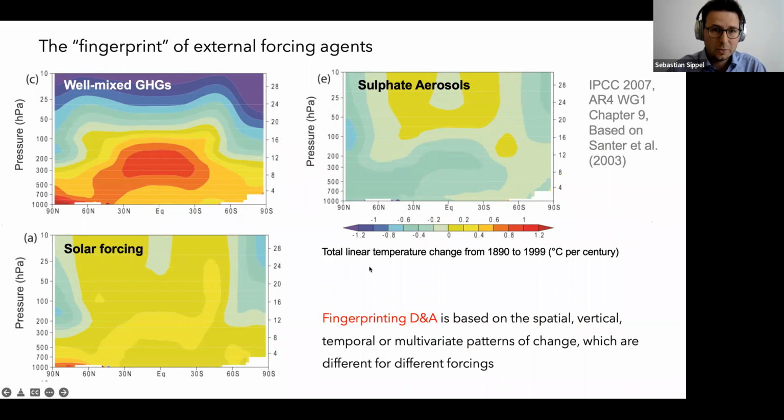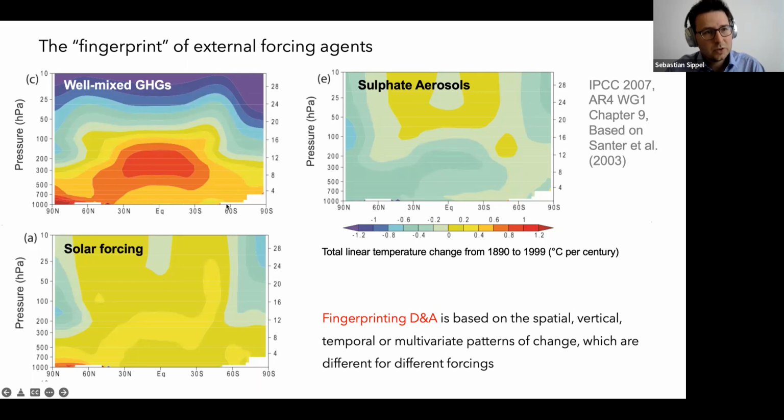These fingerprints are both based on climate model simulations. Again, this is temperature change. They show the estimated linear temperature change from 1890 to 1990, based on climate model simulations at the time for this IPCC report in 2007. And this is basically showing the spatial structure of the atmosphere. Here on the y-axis, you see the vertical structure, and on the x-axis, you see latitudes.